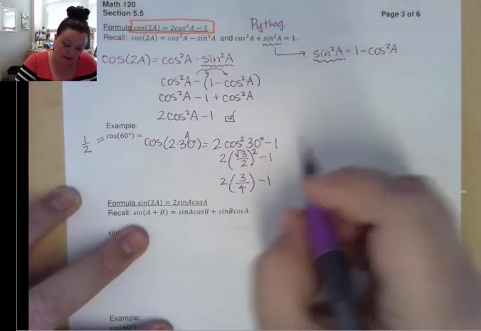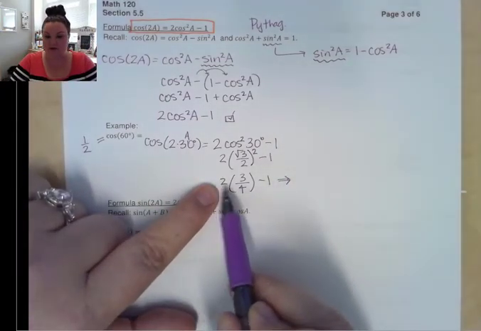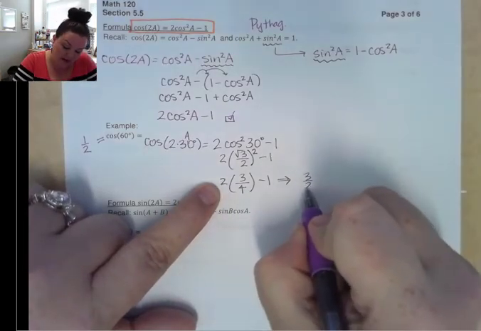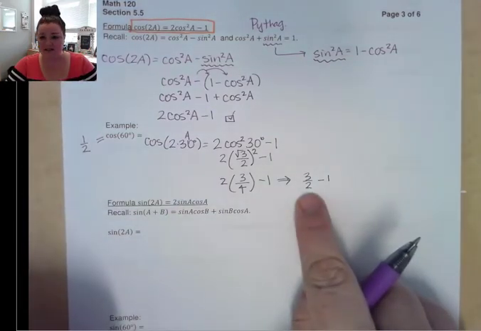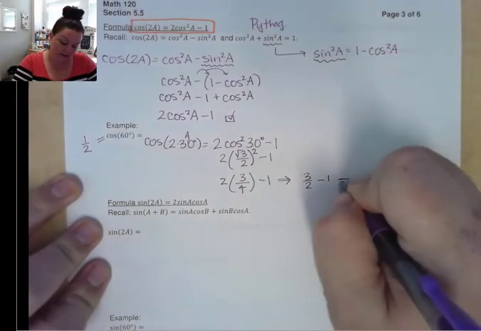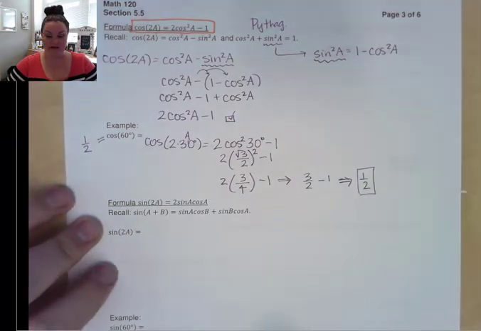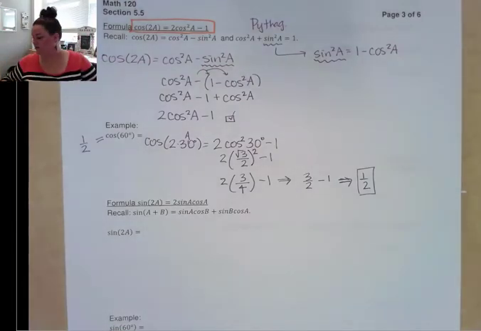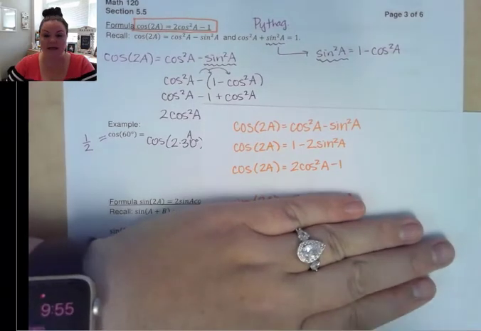I'm running out of room, so I'm going to work this way. Now I can go ahead and cancel the 2 and the 4. 2 goes into 4 2 times. So that leaves me with 3 halves minus 1. And 3 halves, that's 1.5. So 1.5 minus 1 does, in fact, leave me with a half. So we get the same thing with our new formula. Yay! So what we have determined now is that we have 3 different formulas.